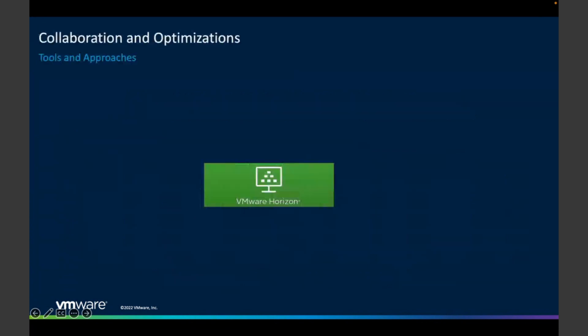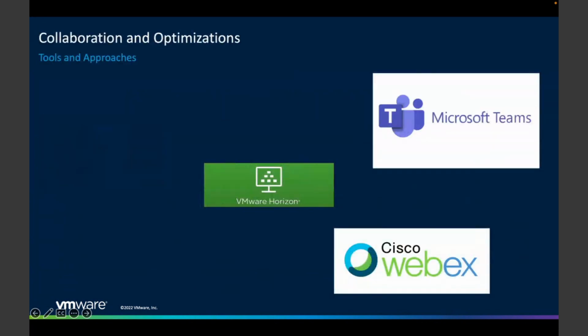Okay, so what if we do something more on the system then? What if we've got Zoom? What if we've got Teams? What if we have WebEx? What if we watch video? Well, for most of those items, especially the ones that are on the screen right now, there are collaboration packs or optimization packs.